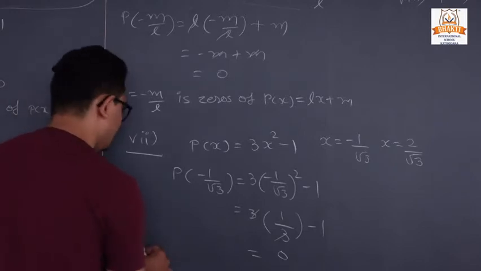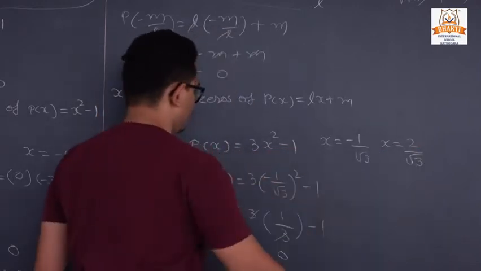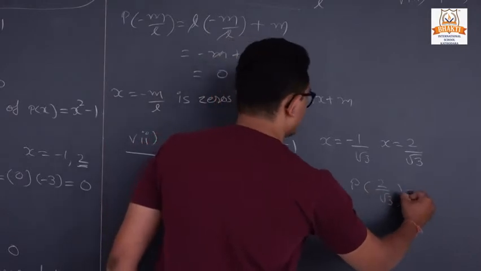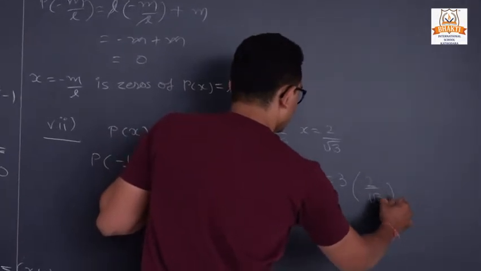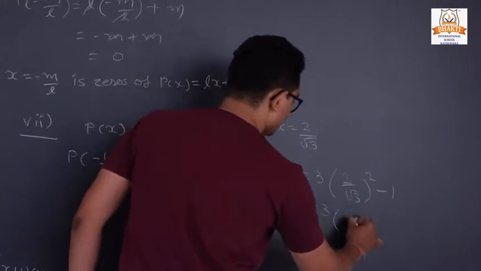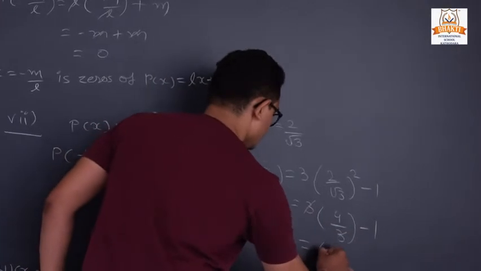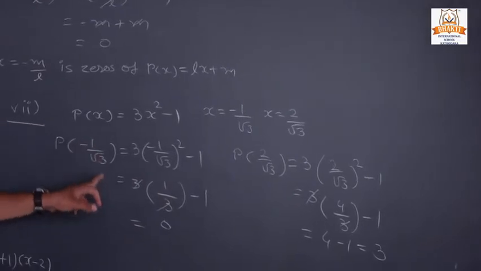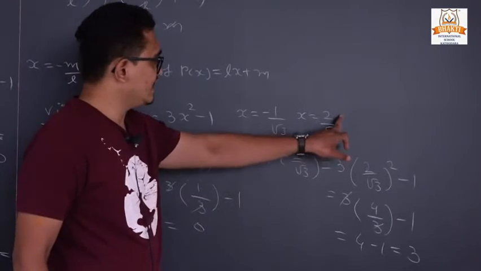So here we can also check for x is equal to 2 upon root 3. So P of 2 upon root 3 is equal to 3 in bracket 2 upon root 3 all square minus 1. So 2 square is 4, root 3 square is only 3, 3 cut, so 4 minus 1, so the answer will be 3. So see these both cases, first of all x is replaced with minus 1 upon root 3 and second 2 upon root 3.